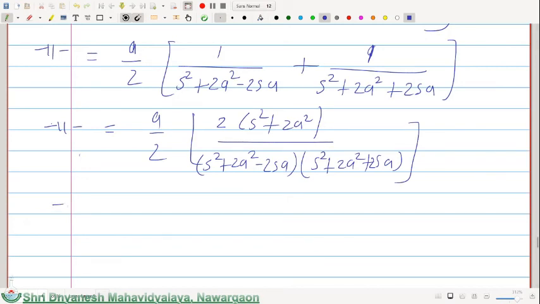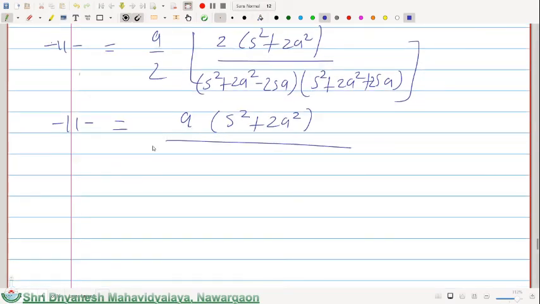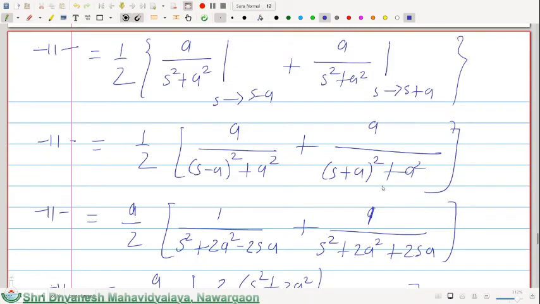Okay, what will be the final answer? It is a into s square plus twice a square upon s square plus twice a square minus twice sa into s square plus twice a square plus twice sa. Okay, hope this example is clear to you.